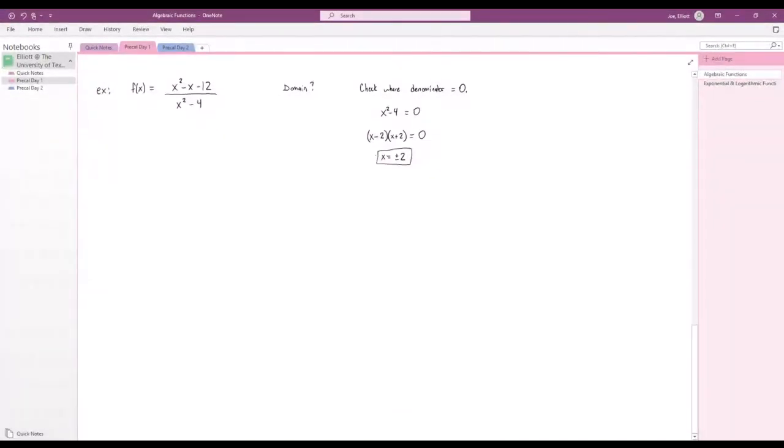Now, these are the places where the denominator is 0. That means these are the places that would not be in the domain. So the domain is going to be everywhere else except when x is plus or minus 2.